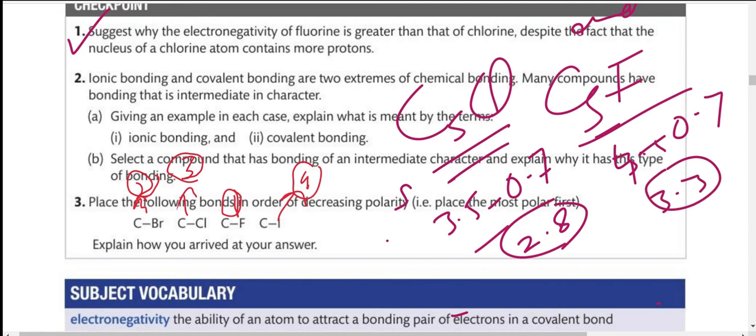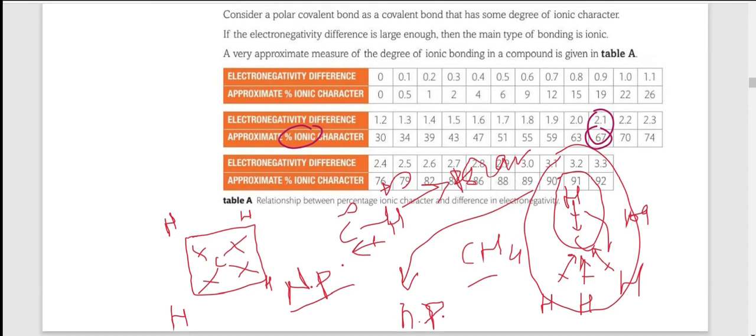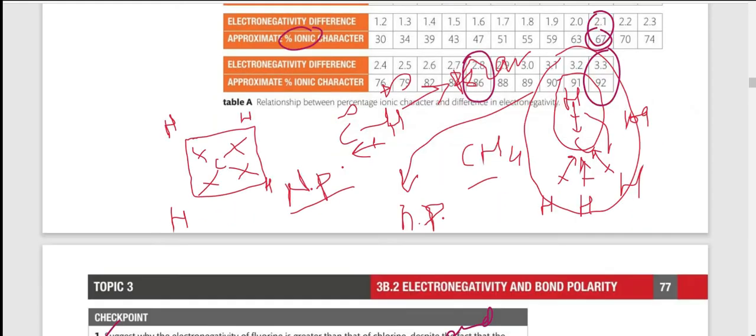So now both of these results we will see in the table which is provided to us. First of all, we will see 2.8. Shall we check 2.8 first? So 2.8 is 86% ionic, and it's mentioned here, and 3.2 is 92% ionic. So these two, which one is having more intermediate character? Are you with me?